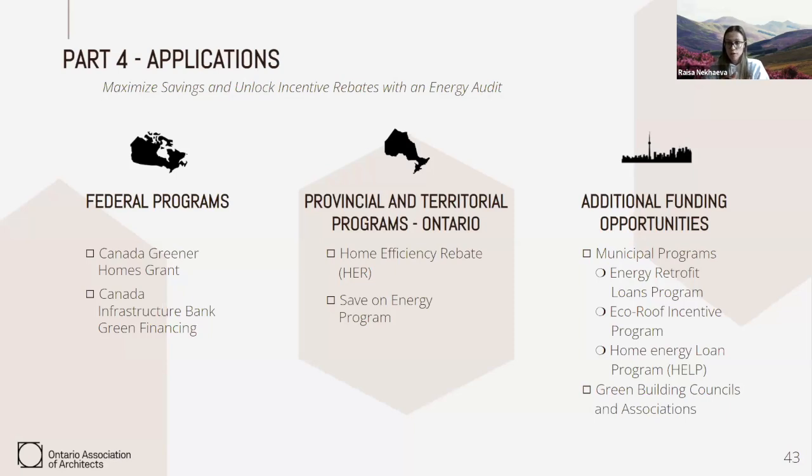We also have an Eco-Roof Incentive Program with incentives for installing green roofs. Another program available is the Home Energy Loan Program, which incentivizes installing solar panel systems, air source heat pumps, multi-split indoor units, and any other deep retrofit solution that achieves an 80% energy reduction in the home's EnerGuide rating.